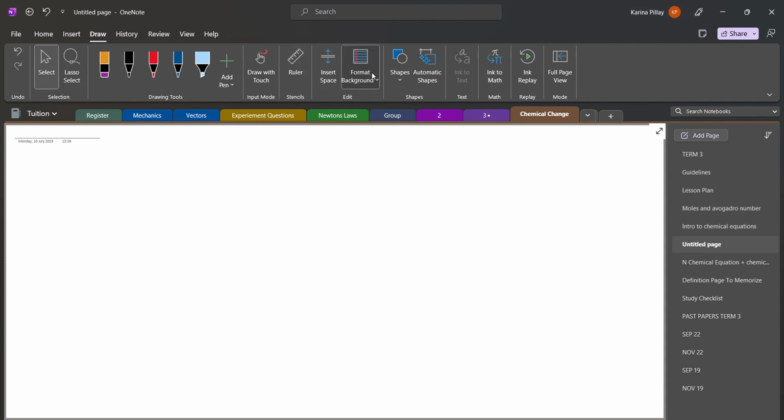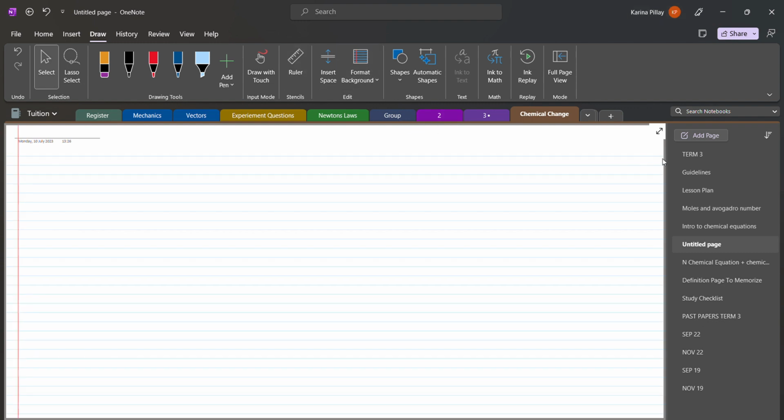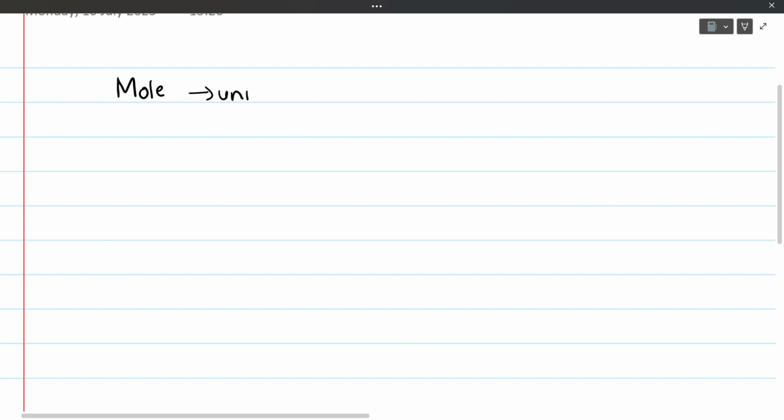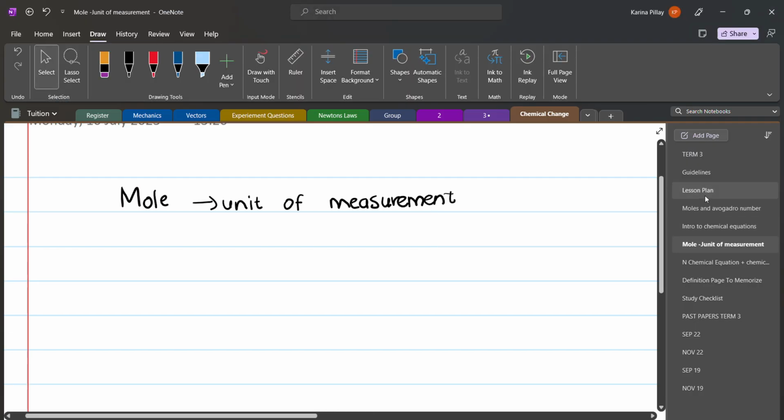Right, so I'm just going to open up a page so we can write some notes here. We're saying we've got this concept of a mole, and it's a unit of measuring something. So a unit of measurement, basically. Now, if you have your periodic table in front of you, I want you to go to carbon. Let me just open it up here in case you don't have it.